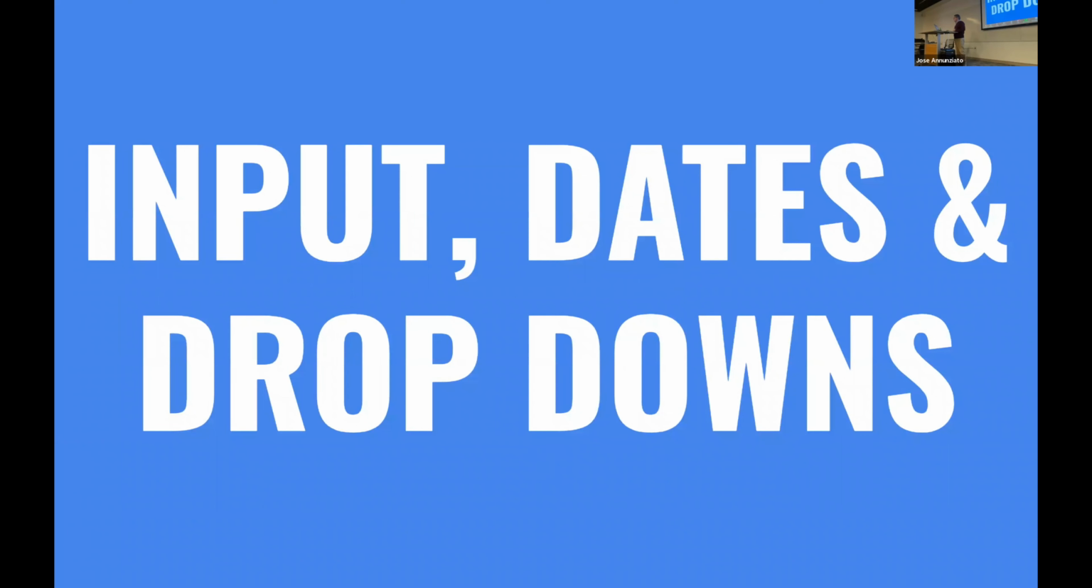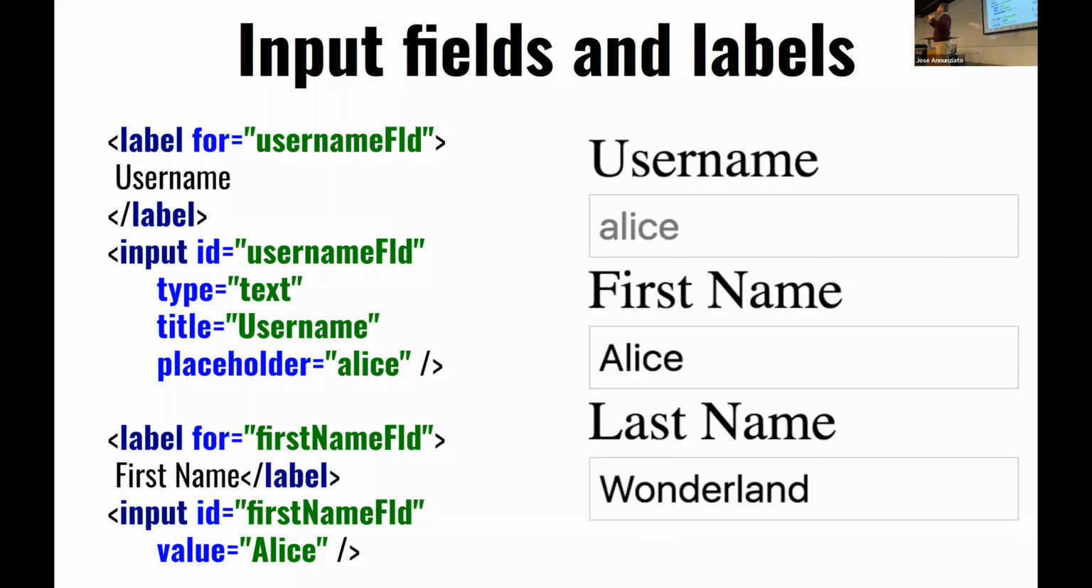Other elements we have are the inputs, dates, drop downs. So these are form elements. Up to this point, we were looking at read-only content, content for us to read through in tables or lists and whatnot. We want to be able to interact with our application. We want to enter data too. We want to click and drag and type and enter data. And for that, we have input fields.